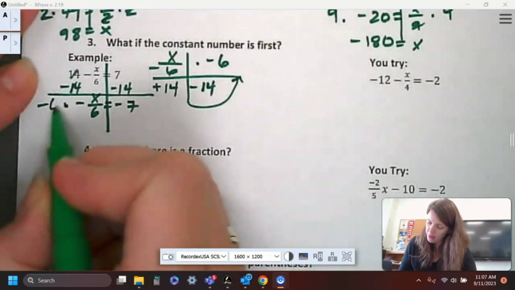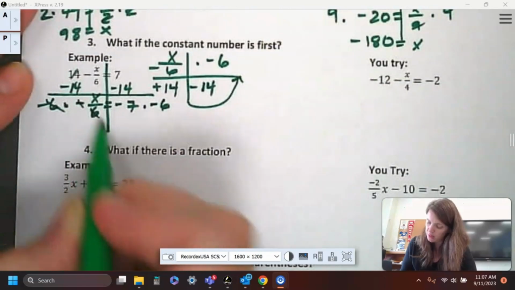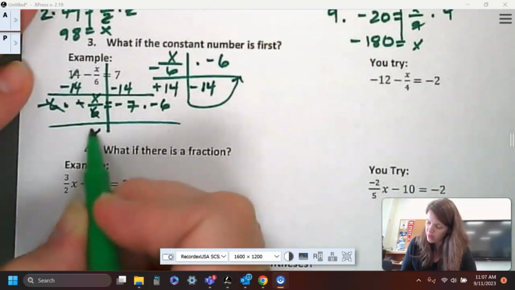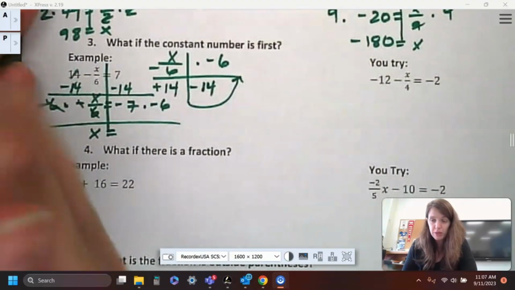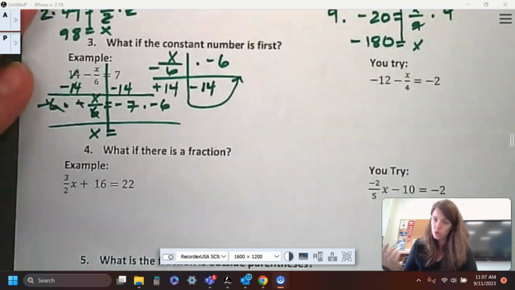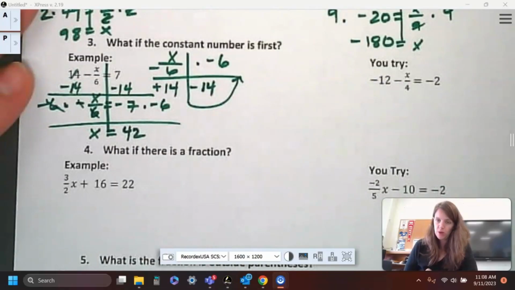And then I'm going to multiply by negative 6. I'm going to multiply by negative 6 on both sides. That cancels the negative and the 6 on this side, so I just have an x. And a negative 7 times a negative 6, right? I've got two negatives, okay? So 7 times 6 is 42, but negative 7 times negative 6 is also 42. So we get a positive 42 for our answer. So again, pause, do the you try, and I'll go to the next one.